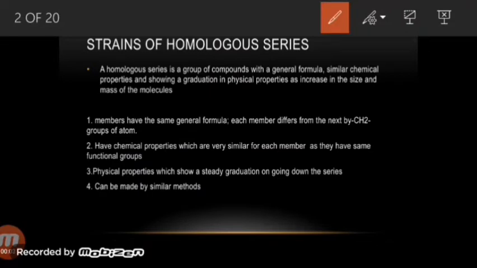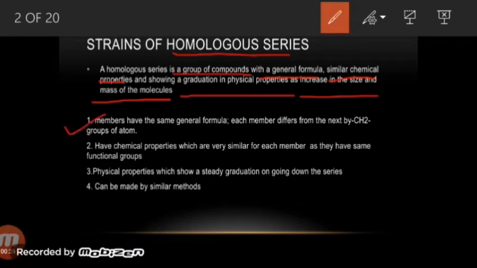Homologous series is explained in detail in the previous video, so let's have a very quick overview of that in this video. A homologous series is basically a series or a group of compounds with a general formula, similar chemical properties, but showing a gradation in physical properties as there is an increase in the size and the mass of the molecule. So there would be a change only in the physical properties.